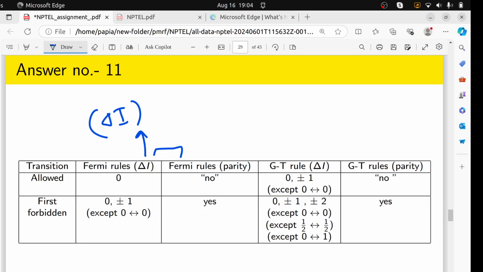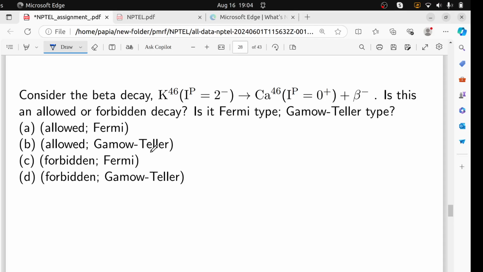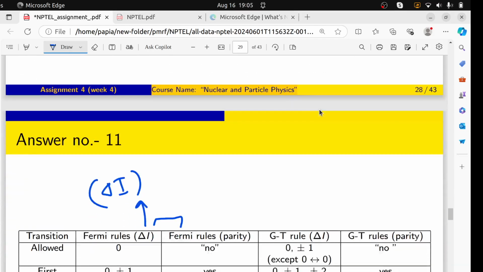Obviously, right now you might not understand what parity change and all these things mean. So maybe I can take an example, and after that it will be very understandable to all of you. Let's take the example of this question. IP of K and IP of Ca is given. I am just writing here: IP was 2 minus, IP is 0 plus right now.